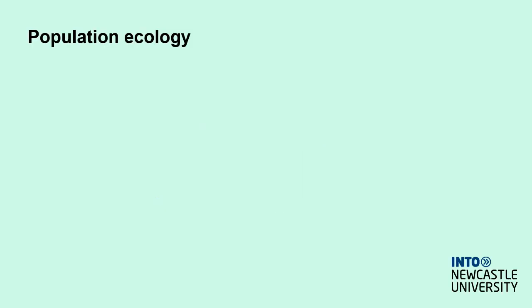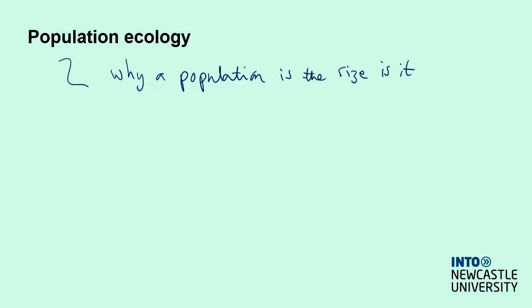Population ecology describes why a population, whatever organism that is, is the size it is. So why are there 200 elephants in this ecosystem? Why are there only 100 elephants in a different ecosystem? It describes the dynamics of populations and also how they interact with the ecosystem in which they live. So if an animal goes in and eats all the food in an ecosystem, then their population will plummet. So you have this interaction going on.